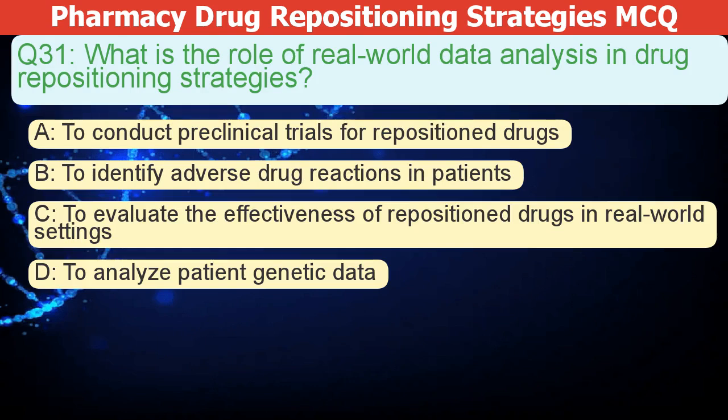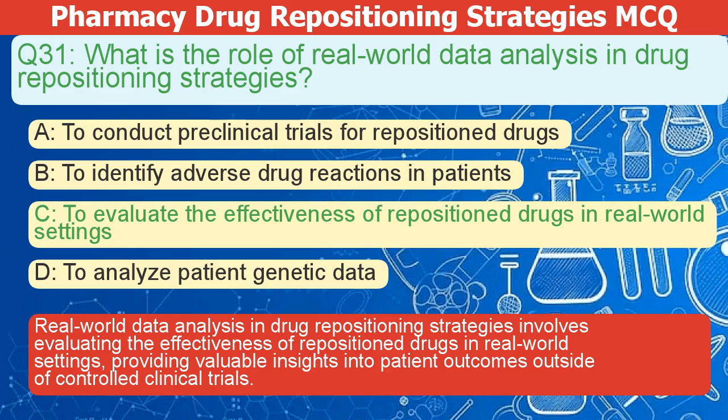What is the role of real-world data analysis in drug repositioning strategies? A. To conduct preclinical trials for repositioned drugs. B. To identify adverse drug reactions in patients. C. To evaluate the effectiveness of repositioned drugs in real-world settings. D. To analyze patient genetic data. The correct answer is C. Real-world data analysis in drug repositioning strategies involves evaluating the effectiveness of repositioned drugs in real-world settings, providing valuable insights into patient outcomes outside of controlled clinical trials.